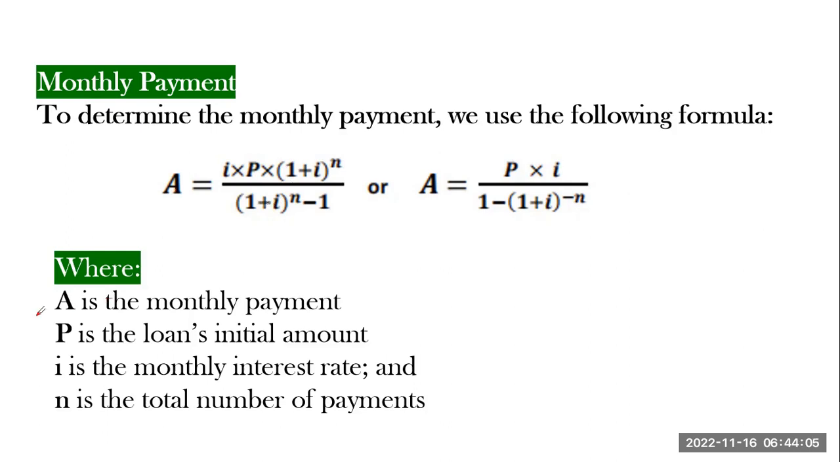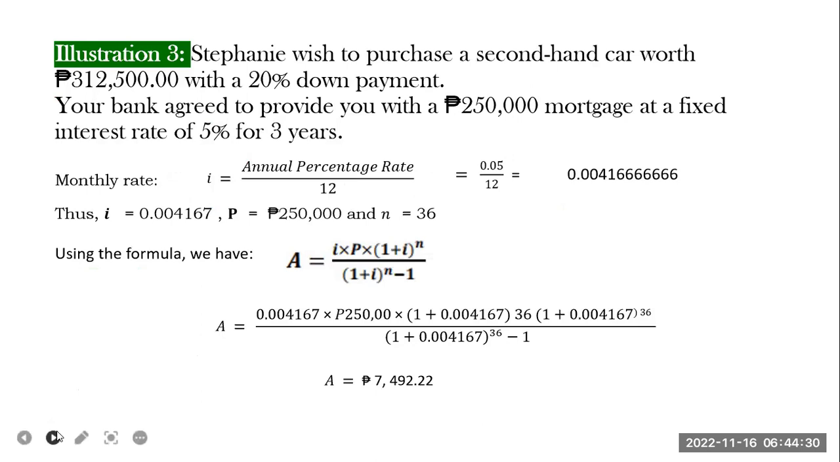Wherein, okay, A, that is the monthly payment. Okay, the monthly payment is represented by the letter A. And that is equal to I, which is the monthly interest rate. P is the loan's initial amount. Then, N is the total number of payments. Ang N natin is 36.